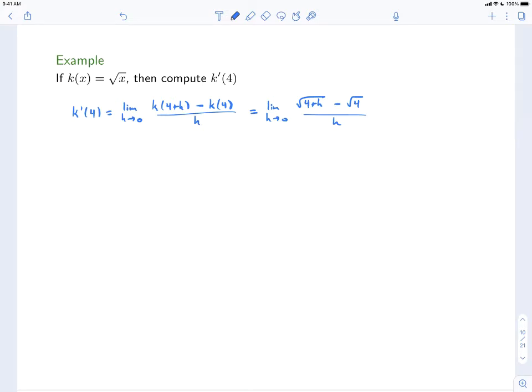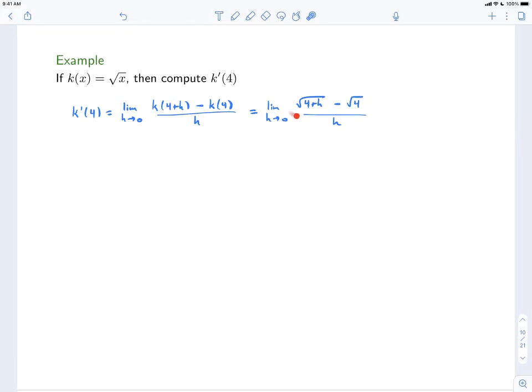Once again, if you simply substitute in h equals 0, you're going to have the square root of 4 minus the square root of 4, which is 0, divided by 0. 0 over 0 is indeterminate. That means the limit might exist, but you can't just plug in h equals 0 to figure out what it is. So what are we going to do in order to determine the value of this limit? Well, when you plug in h equals 0, you get a 0 in the denominator, but you also get 0 in the numerator. And that means that there's some factor of h buried in here somewhere, and you just have to bring it out somehow.